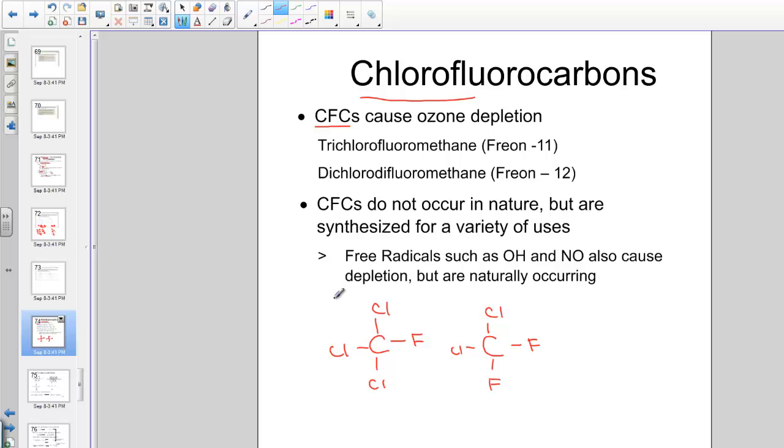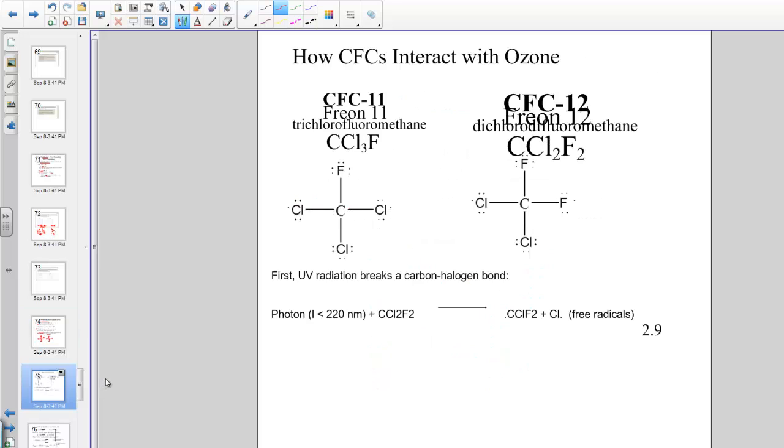Up in the stratosphere, in the ozone layer, they'll convert ozone into atomic oxygen. So free radicals such as OH, again, an odd number of electrons, or NO, a radical, cause the depletion but are naturally occurring. CFCs are not naturally occurring. So in nature, there are certain things that deplete the ozone, and we as humans have created certain compounds that have destroyed the ozone.